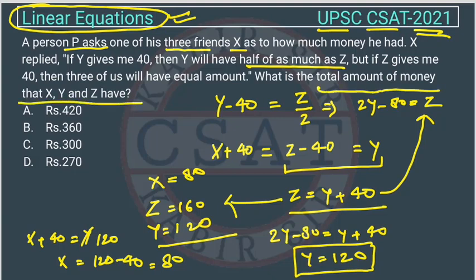So total amount of money will be the addition of these. So what will be the addition of this? It will be 360. So this is the answer. So option B is the right answer.